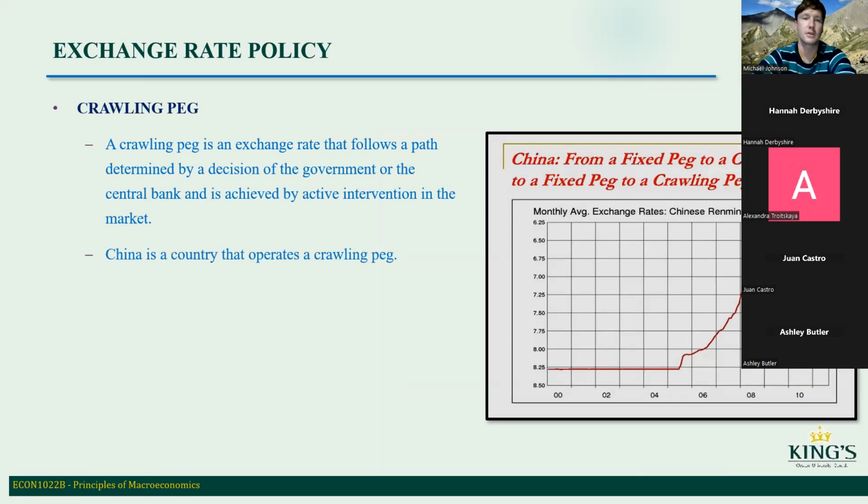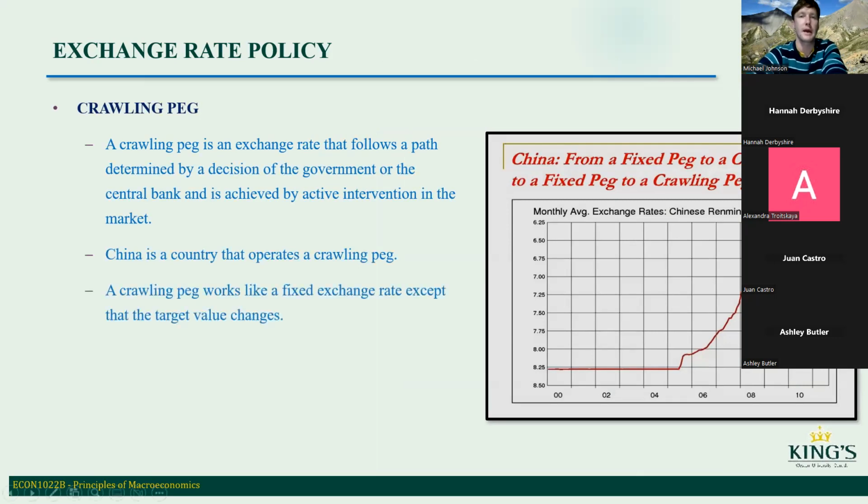it's kind of a merge. So crawling peg is like if they merged parts of the fixed and flexible exchange rate together. So they change the exchange rate target regularly. So it's very similar.